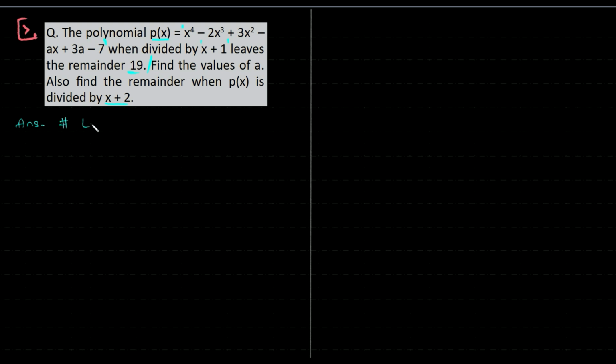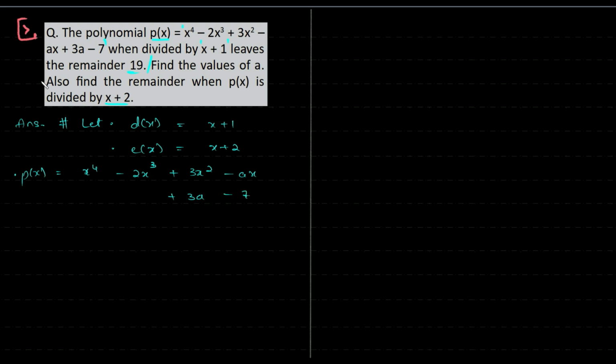But let's begin with calling them with different names. I'll call this d of x as x plus 1. We have one more thing, e of x is x plus 2. Both of these have to divide, and so on and so forth, right? And we have p of x, I need to write that also: x to the power of 4 minus 2x cube plus 3x square minus ax plus 3a minus 7.